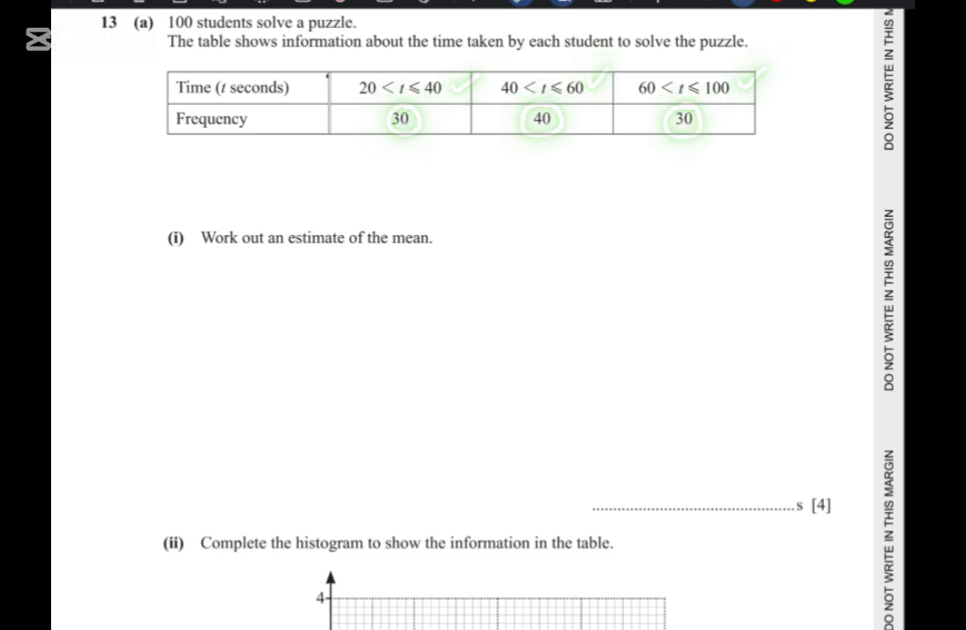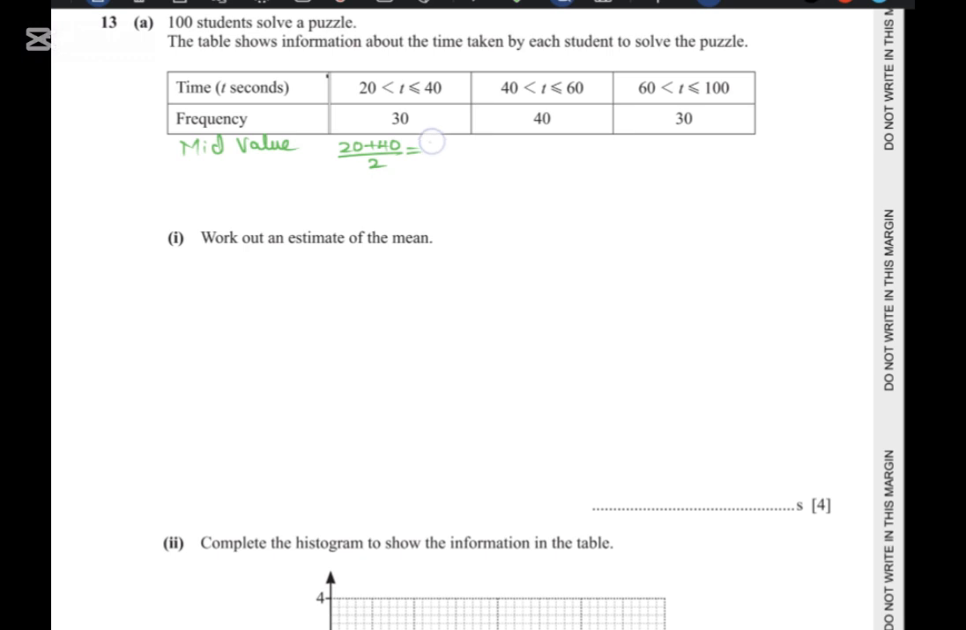Time in seconds t. The first question, they have to find out the mean. So to find the mean, we need to find the x value, that is the mid value of the class intervals. So mid value of each class will be found by adding the two limits of the class and dividing by 2.